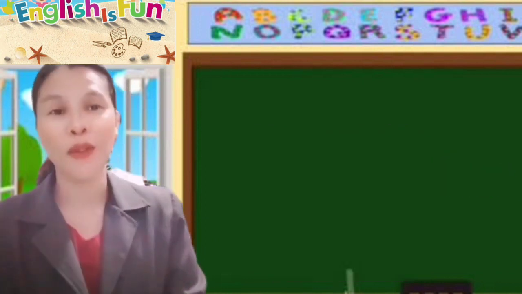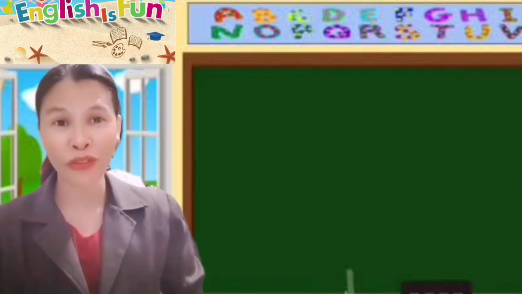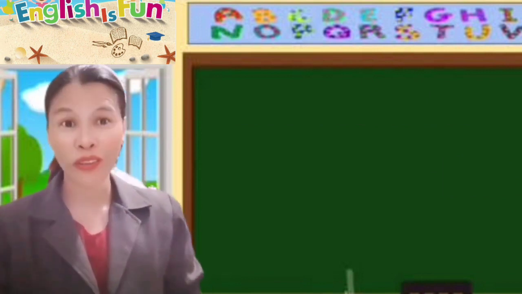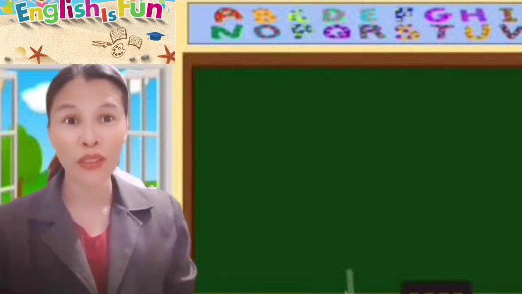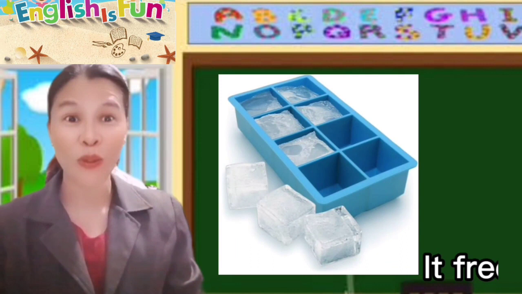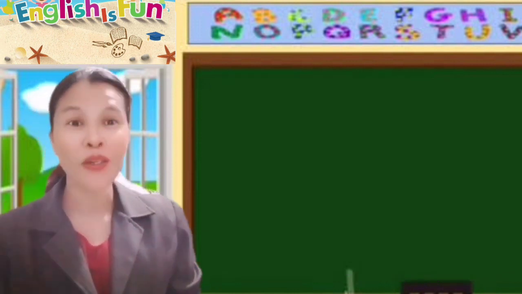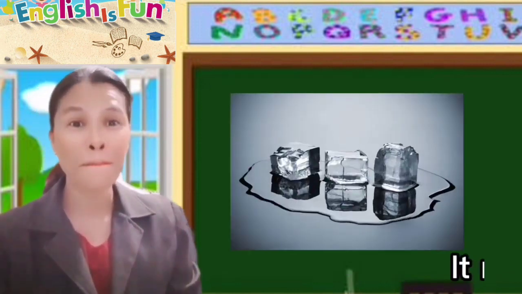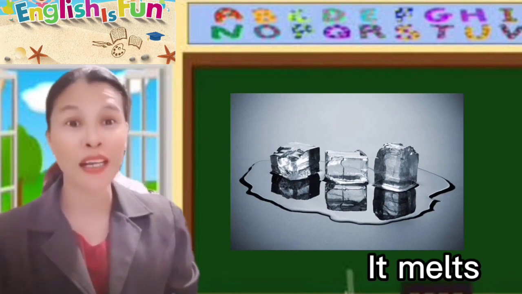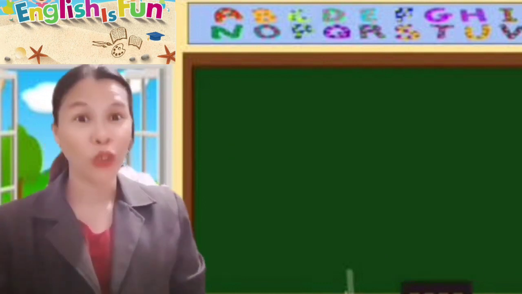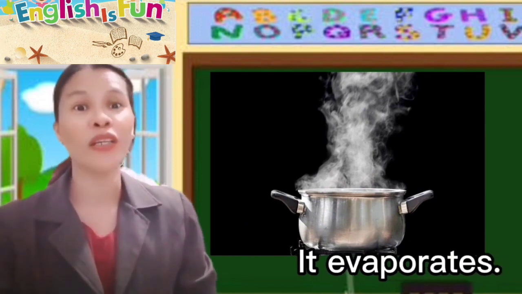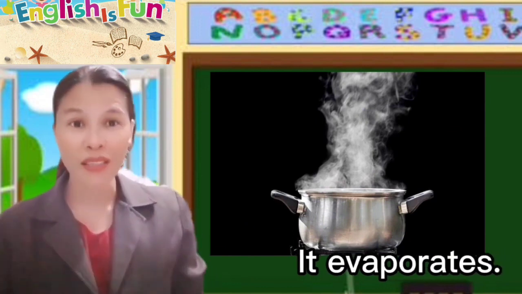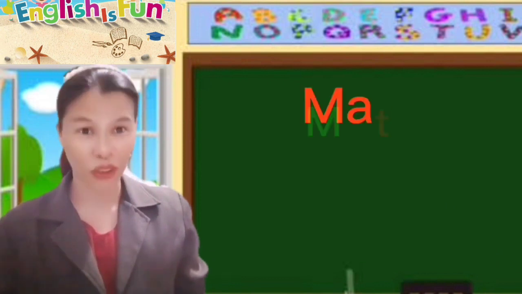Okay, class, look at the board. We will review the following water changes. Number one, the water changes when you put it into the freezer. It turns into ice. Number two, solid ice melts and becomes liquid water. Number three, the water evaporates and becomes water vapor or a gas. All the things that we can see, we call that matter.